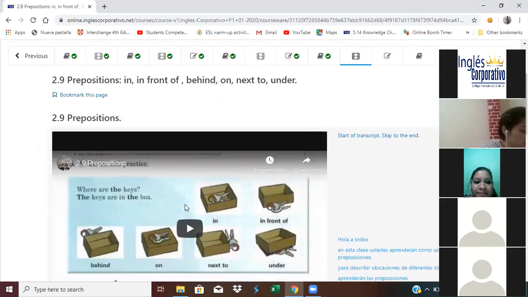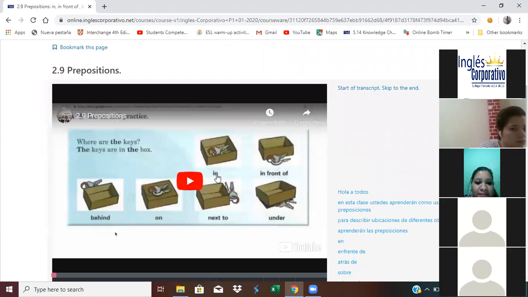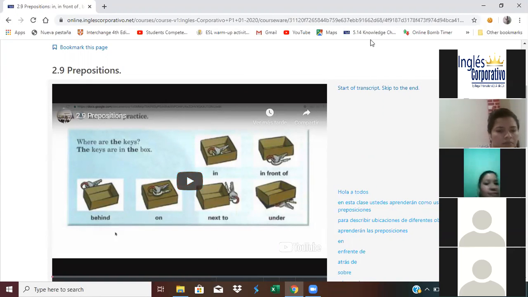location. For example, in the box, adentro de la caja. So el in es cuando estás adentro de un lugar específico. Por ejemplo, yo te digo, ¿a dónde estás? Tú dices, I am at home in my room. Estoy en casa, en mi cuarto. Lo voy a escribir acá. At home, porque estás hablando de local.